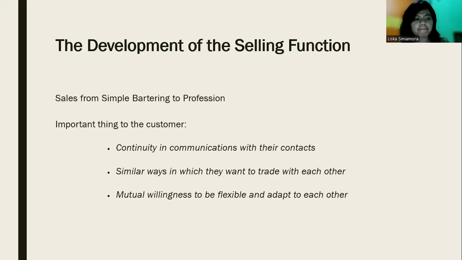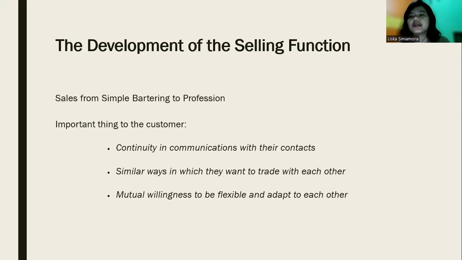And then sales from the next one is continuity in communications with their contacts, right?